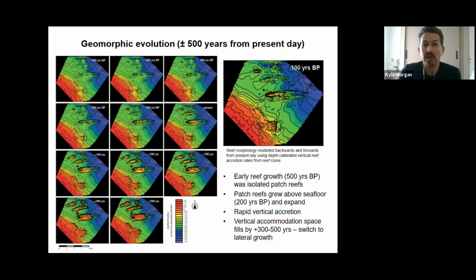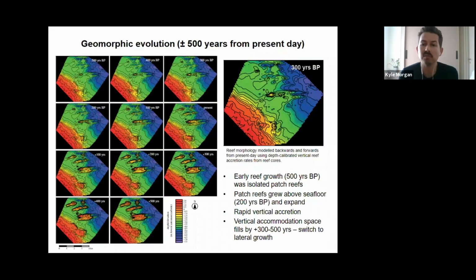This is some of the model outputs in terms of the spatial distribution of reef morphology, for not only the reefs but also the surrounding seafloor areas. We modeled, in a complex 3D environment, the entire Paluma Shoals reef complex. You can see on the GIF that early reefs started growing around 500 years before present, and they were characterized by isolated patch reef environments, and they took a little while to get going. It was only till about 200 years before present that they were growing very slowly, and they finally made it above the seafloor at about 1.5 meters. It was at this time they began to expand and really start to rapidly vertically accrete.